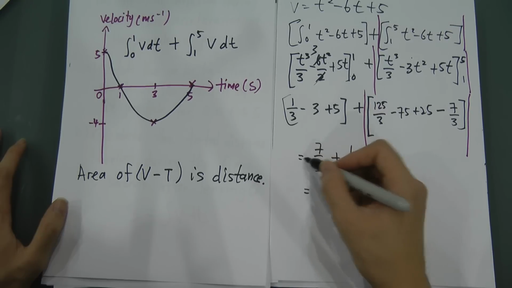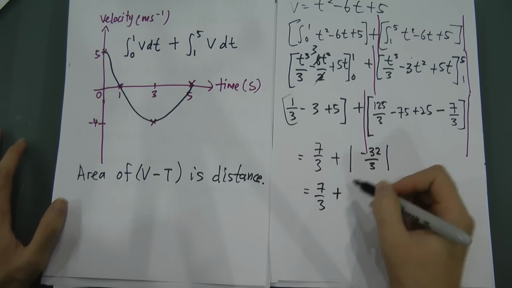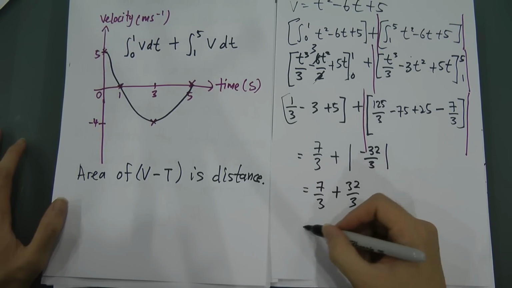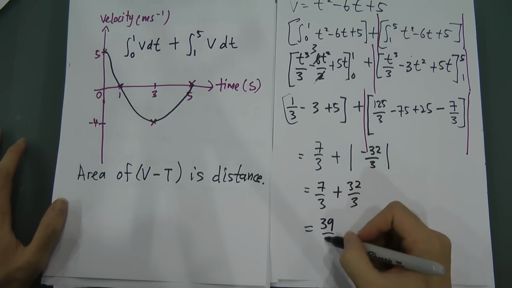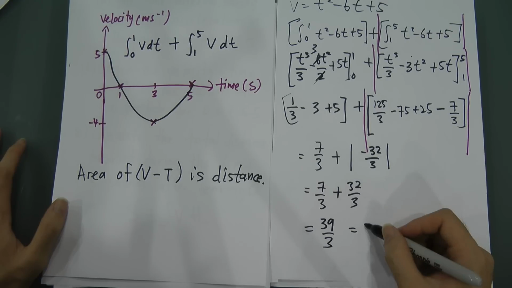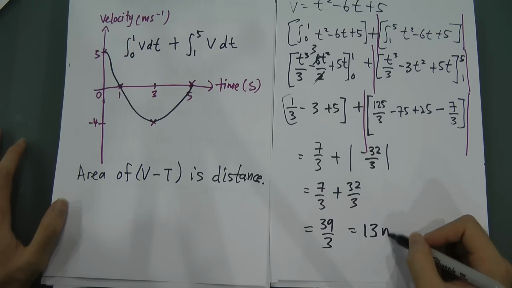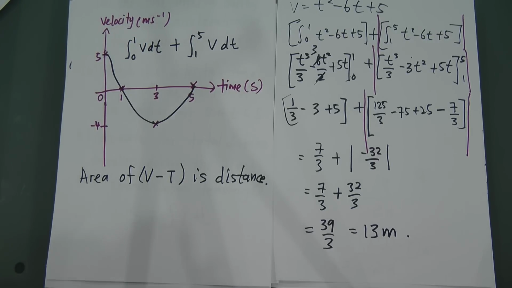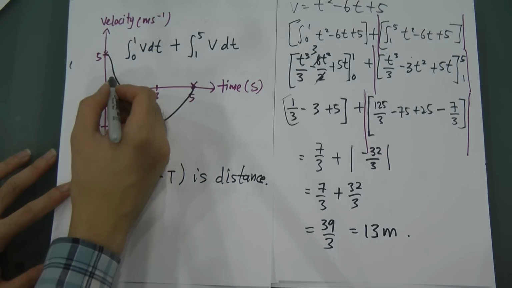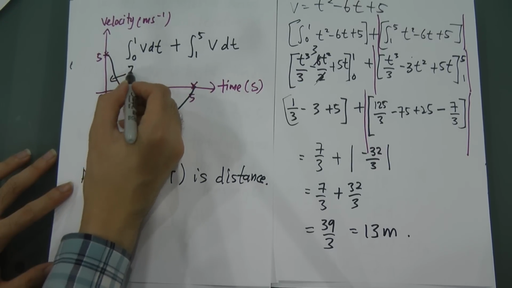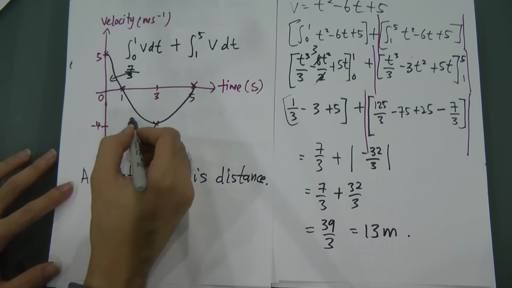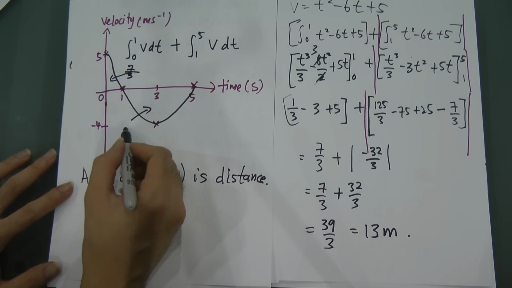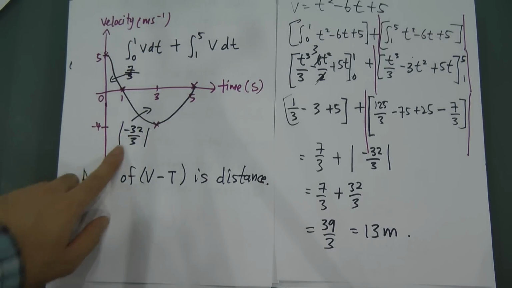So therefore this one will equal to 7 over 3 plus 32 over 3. Therefore we will get 39 over 3, which simplified is 13 meters for the total travel distance. So actually here it means, inside from 0 to 1 here we travel 7 over 3. And then for the bottom part, we travel negative 32 over 3 but then of course we do not have the negative.